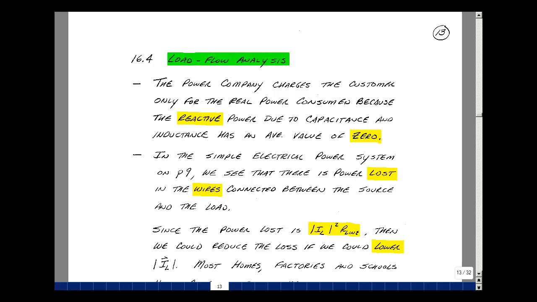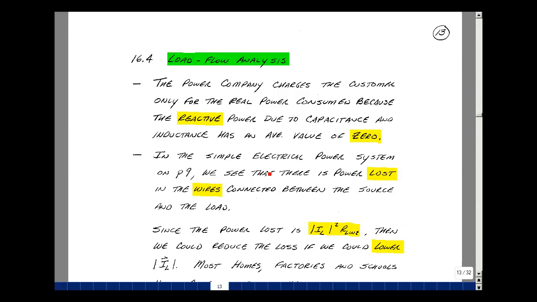This lesson deals with revisiting our complex power system. You can find these notes in the ECE202 ebook in Chapter 16, starting on page 13. The power company charges customers only for the real power consumed because the reactive power, due to capacitive and inductive loads, has an average value of 0.